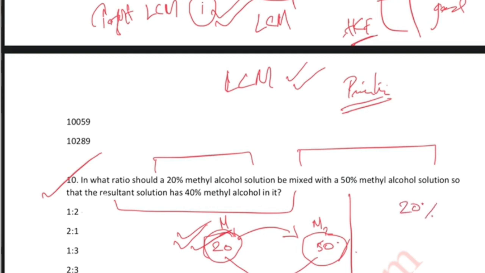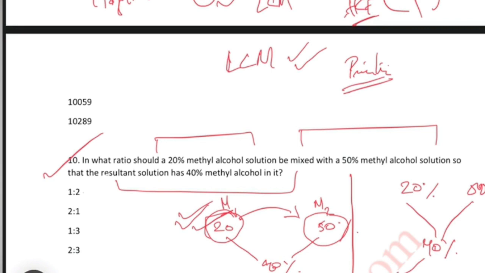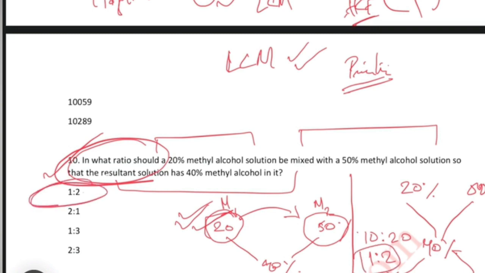20%, 50%, and here comes the 40%, that is the combined value. Then subtract this, that is 10%, and from here it is 20%, right? Yes, we have got the answer. So what is the required ratio? They are asking for the required ratio. In what ratio should it be mixed? The ratio is 10:20. On finally cancelling out, you will get 1:2, which is the answer, option number A. So that is how easy it is.